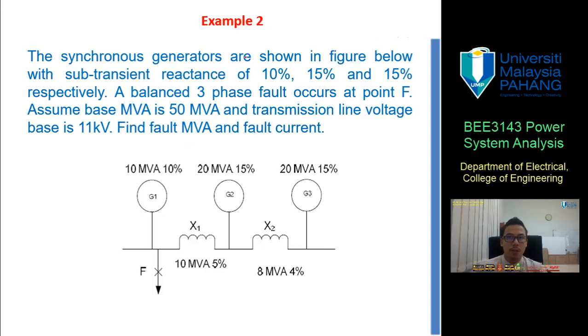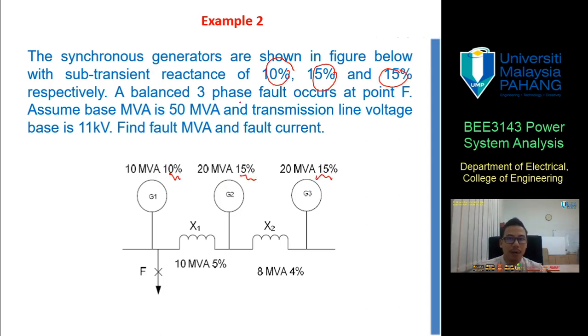Okay, let's move to the next example, which is example 2. Let's read the question carefully and please pay attention. The synchronous generators are shown in the figure below with sub-transient reactance of 10%, 15%, and 15% respectively.